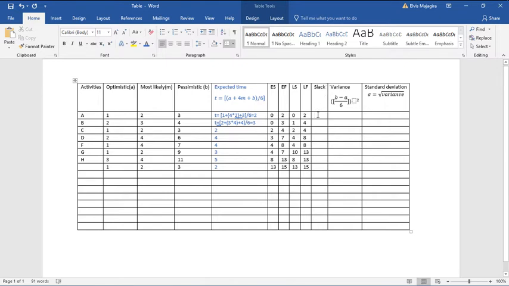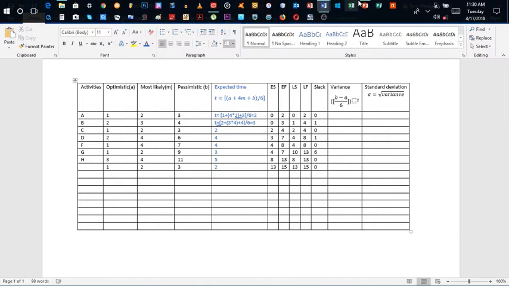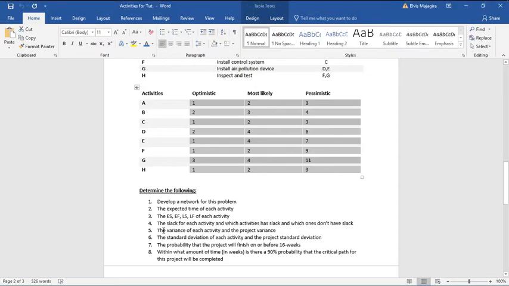Okay, let's answer the first part of question 4. It's gonna be latest finish minus earliest finish, or latest start minus earliest start. So 2 minus 2 gives us 0. Then 4 minus 3, or 1 minus 0, gives us 1. Then we have 0 here, then 1 again here, then 0. Well, 13 minus 7, or 10 minus 4, gives us 6. Then we have 0 here, and 0 here. We've answered the first part of question 4, the slack of each activity.